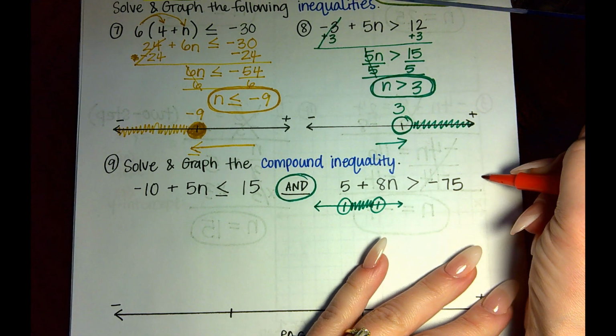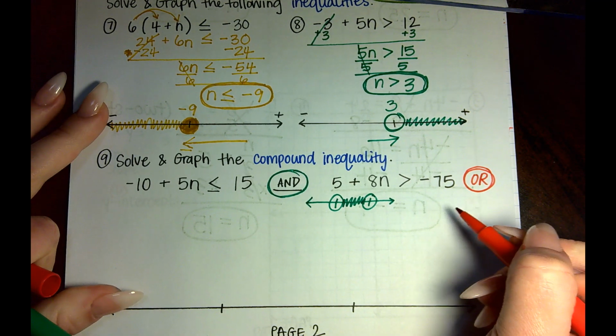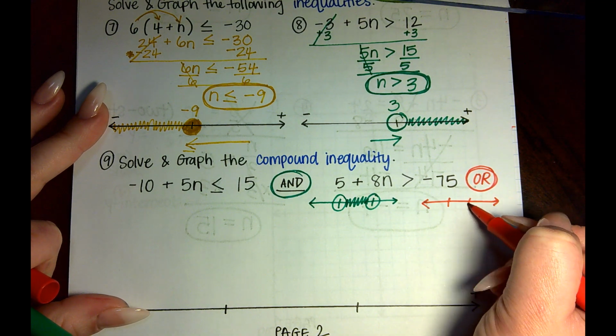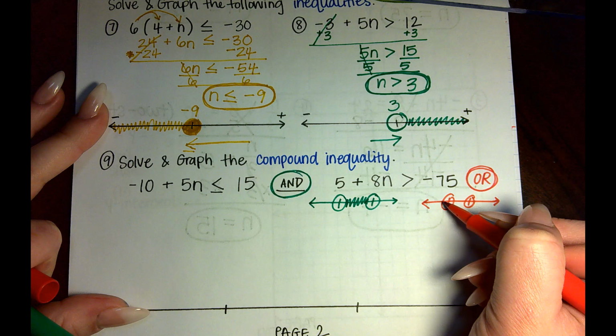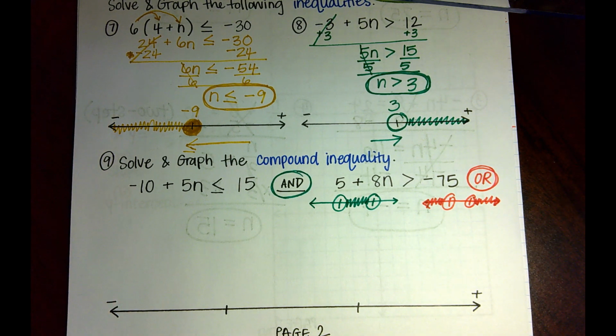So here's a little key for us. If we have an or on the quiz or on the final, it's just a way to double check your answer. Or will be facing out and and will be facing in. But this is an and inequality. So let's solve these one at a time.